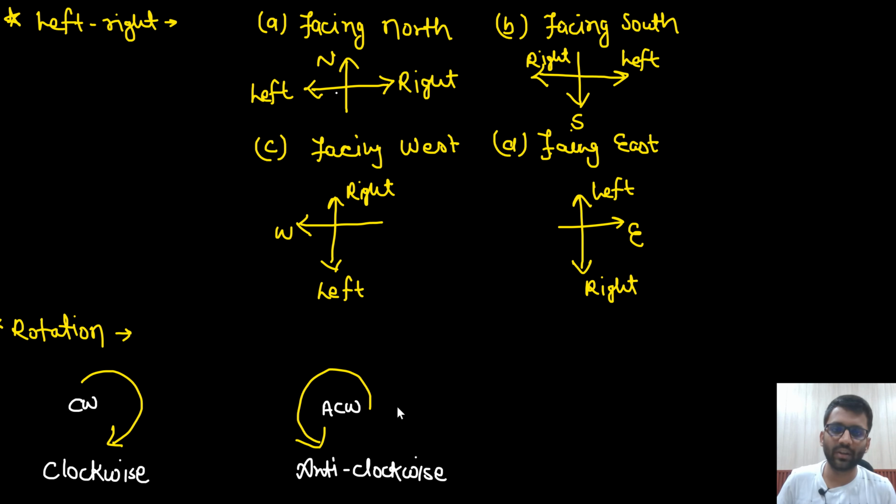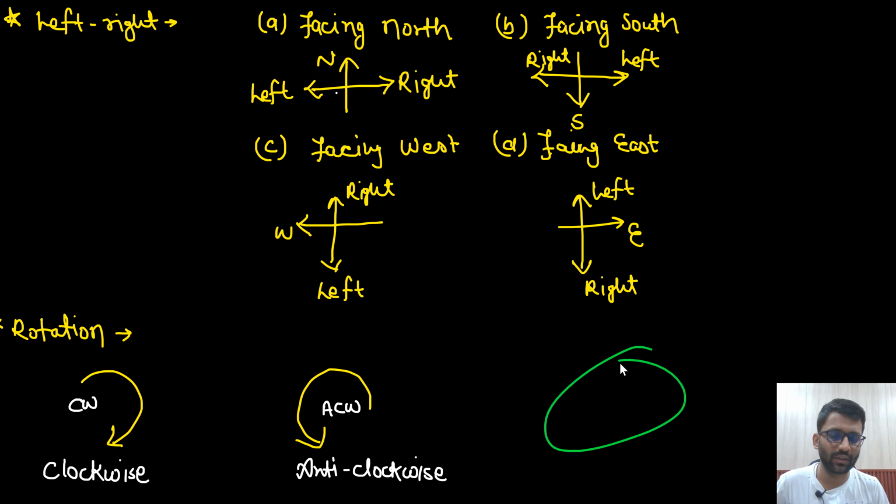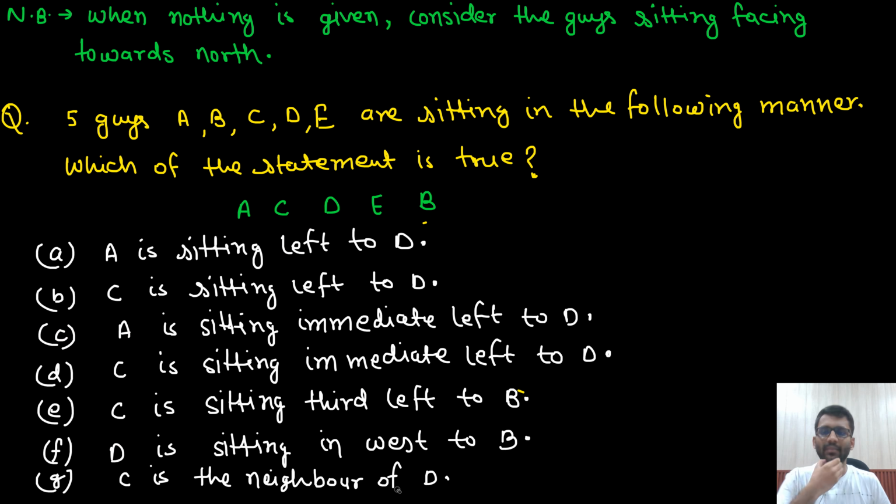And you already know what we mean by rotation. If you are rotating in the direction of the clock, that means it is clockwise, and if you are rotating opposite to the direction of the clock, that means it is anti-clockwise. So very simple. Okay, so let's see some questions.